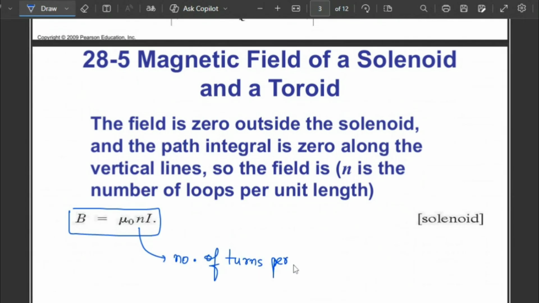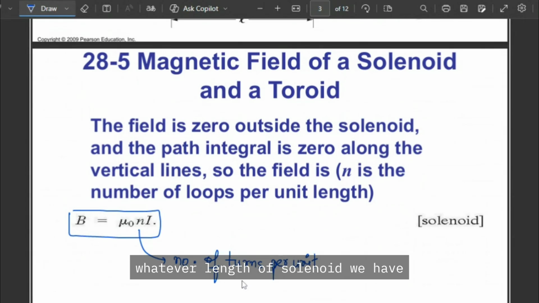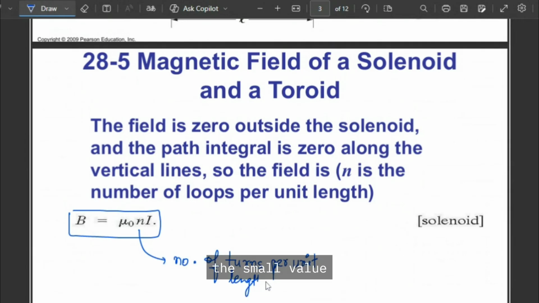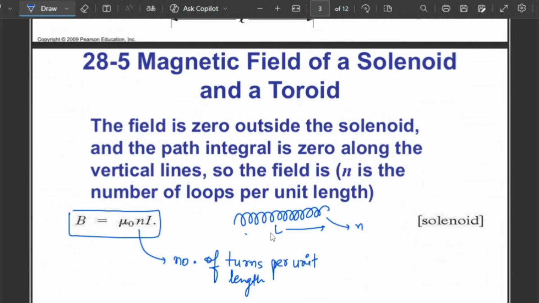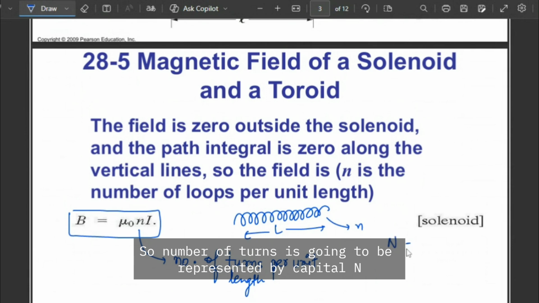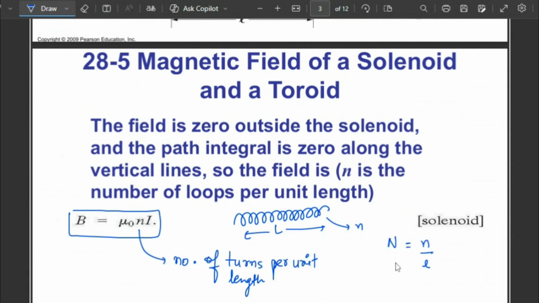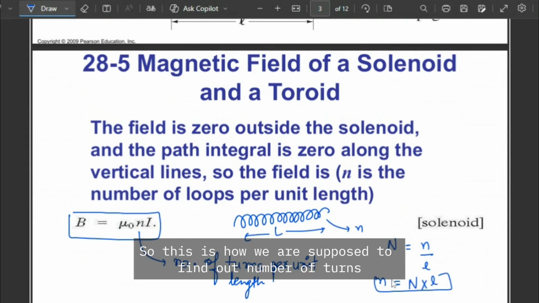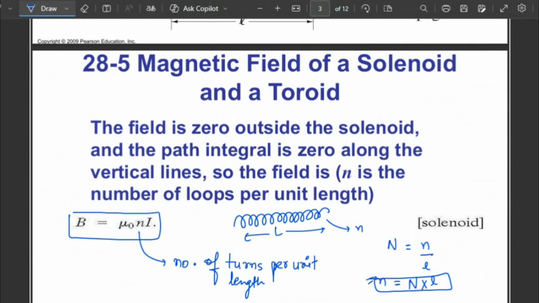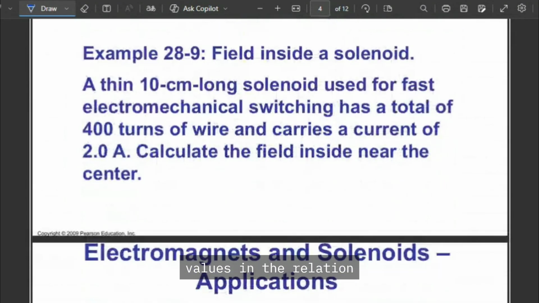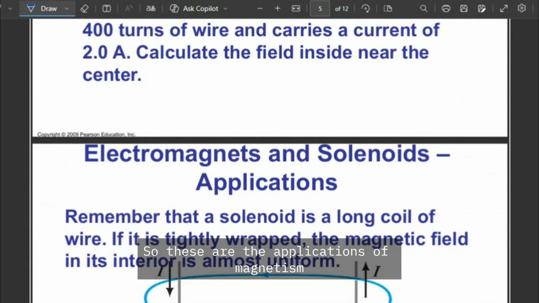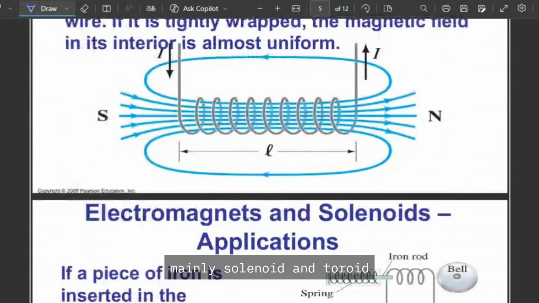It means whatever length of solenoid we have, the small value of n is equal to whatever number of turns it possesses over whatever length it has. So the number of turns is represented by capital N, and small n equals capital N by L. Or here you can say capital N must be equal to small n times L. So this is how we find the number of turns. That is something you need to remember. In a similar question, you just have to put the values in the relation. That's all. So these are the applications of magnetism, mainly solenoid and toroid.